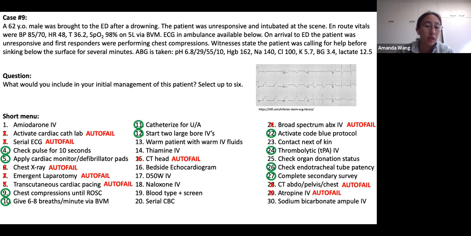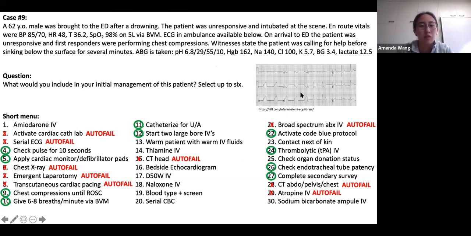And as part of your ACLS protocol, you continue chest compressions until ROSC, and then you continue bagging at 6 to 8 breaths per minute. The other one is you can catheterize both to check for urine output and to get an initial urinalysis, because you're like, well, why did this guy drown? And you see if you can pick anything up on the urine. And classic, start 2 large bore IVs.